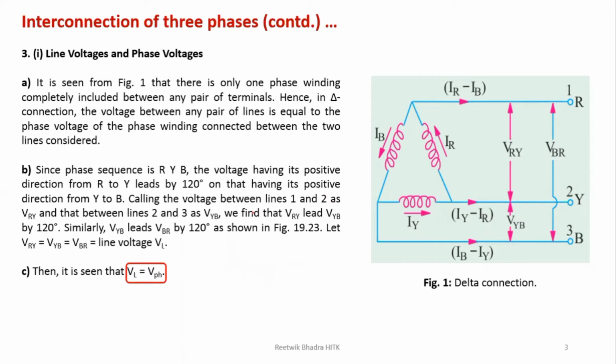Next, what we'll do, we'll try to find out the relation between line and phase voltages. So how to find out line and phase voltage difference? So what was our basic definition of line and phase voltage? We'll go by that. So between any two terminals or between any two lines, if we are measuring the voltage, we were getting the line voltage. So between 1 and 2, if you measure, what will you get? VRY. Over here, what will you get? VYB. Between 1 and 3, you will get VRB.